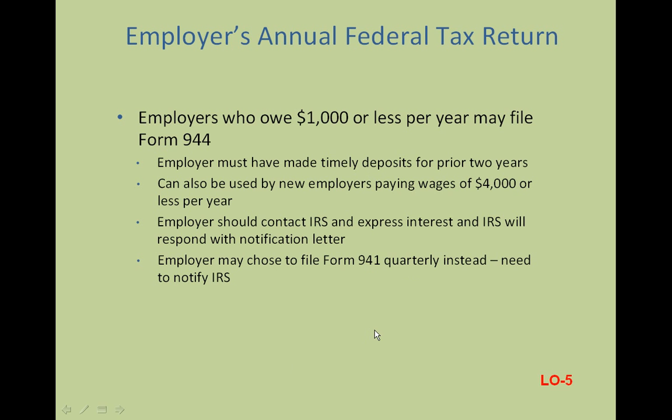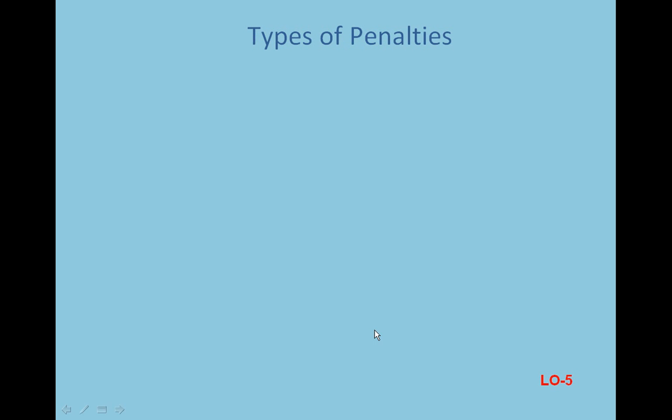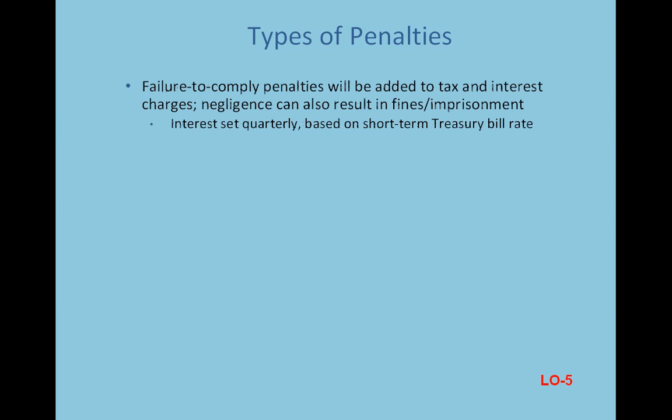Types of penalties. Let's take a look. Failure to comply penalties are added to the tax plus interest charges. Negligent can result in fines and imprisonment. Willful, large, gross errors, fines and imprisonment. It happens. It's going on constantly. We need to remember how serious this payroll business is. Interest that they apply to tardy payments is set quarterly, and it's based on T-bill rates.